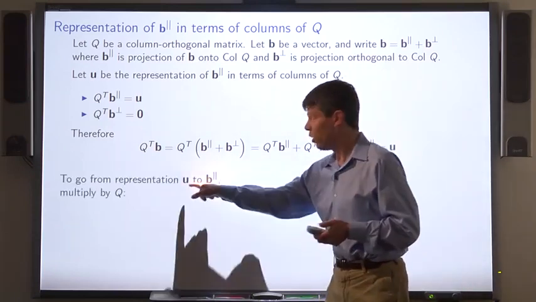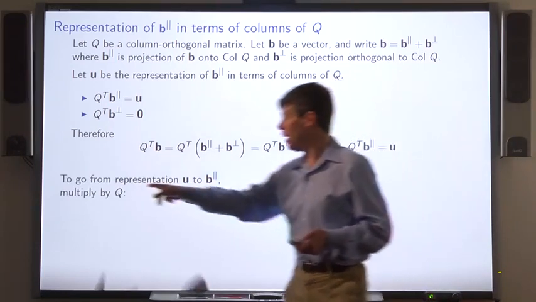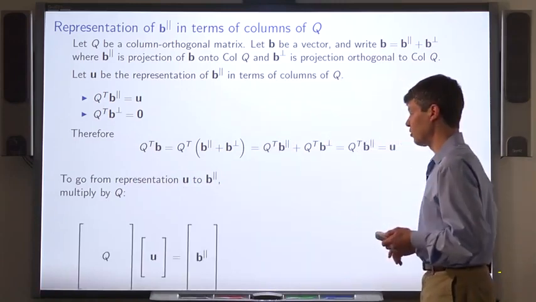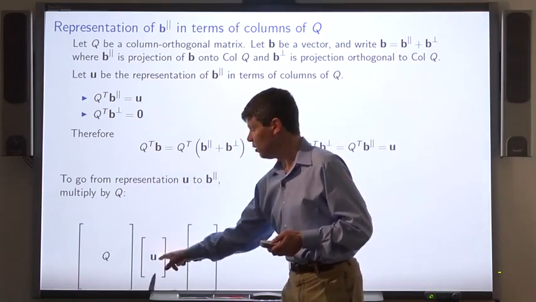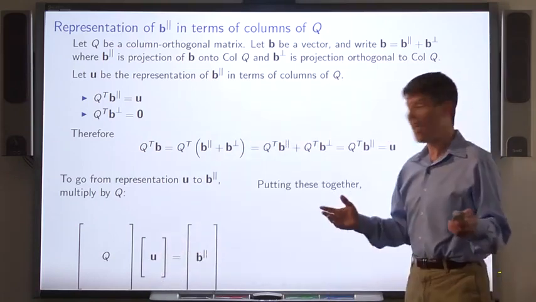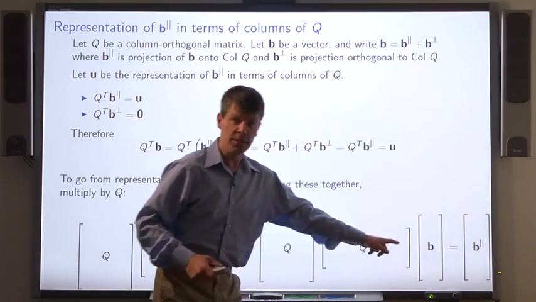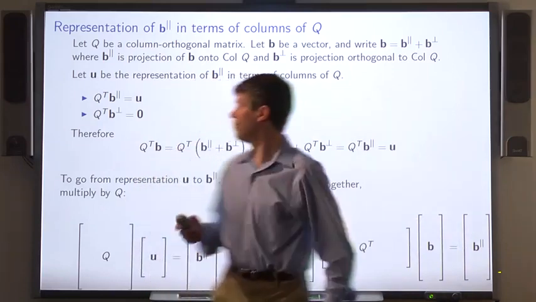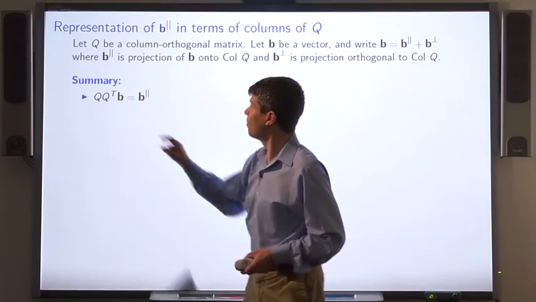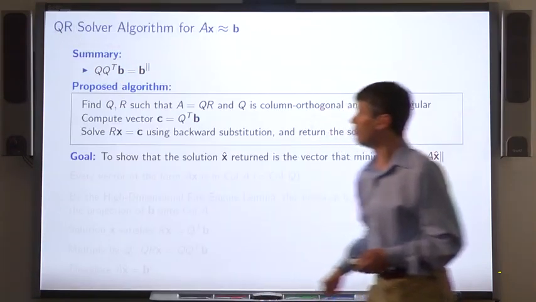Now, to go from the coordinate representation u to b parallel itself, we simply multiply by Q using the linear combinations definition of matrix vector multiplication. So Q times the coordinate representation u is b parallel. So putting these together, Q times Q transpose times b is b parallel. So here's what we found out: Q times Q transpose times b is b parallel.